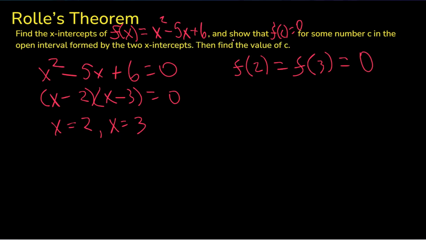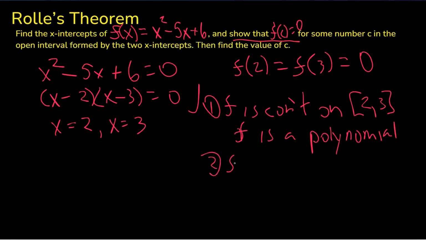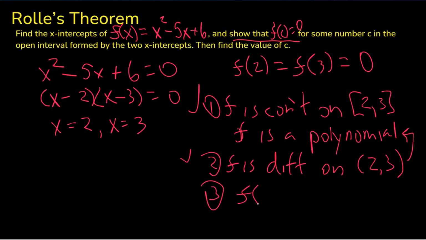Now, if we want to show that f prime of c equals 0, this is asking us, without stating it, to use Rolle's theorem. So we want to show that 1, f is continuous on the closed interval 2 to 3. That's between the intercepts. And that's true because f is a polynomial. And 2, f is differentiable on the open interval 2 to 3, again because f is a polynomial. And 3, we already showed that f of 2 equals f of 3 equals 0. In other words, the endpoints have the same y value.